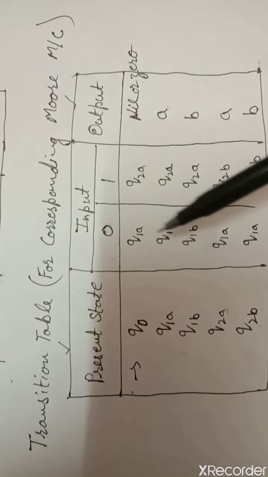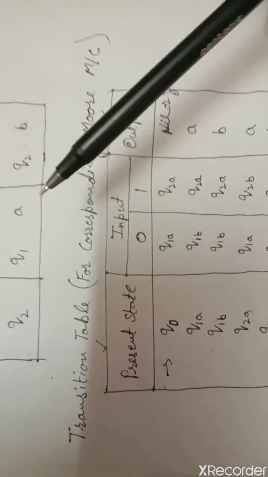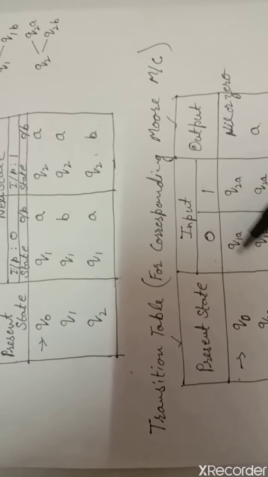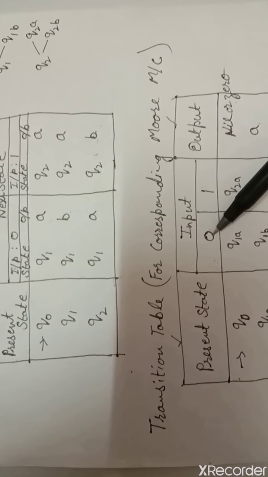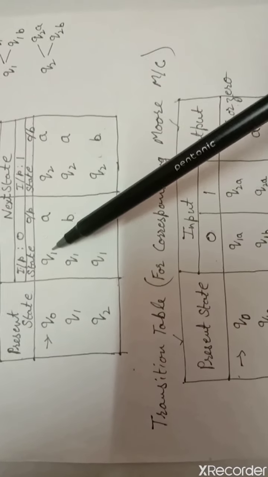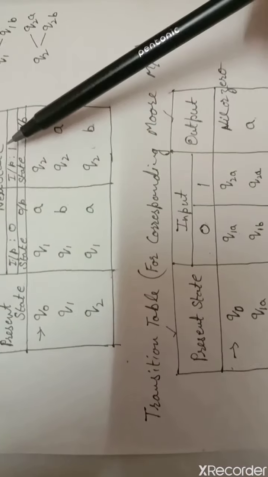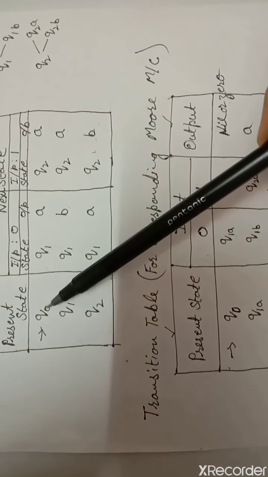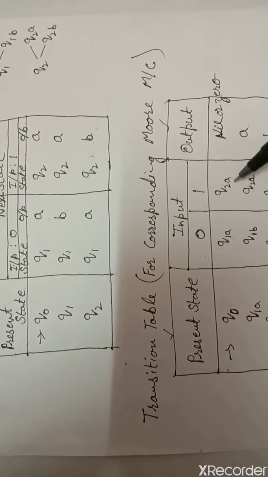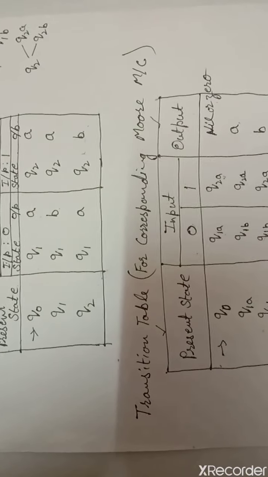Now for input, we write these entries from the transition table of the Mealy machine. So here we write with input 0, Q0 moves to Q1 with output A. So I write Q1A. With input 1, Q0 moves to Q2 with output A. That means Q2A. So I write here Q2A. Now similarly you can complete this table.